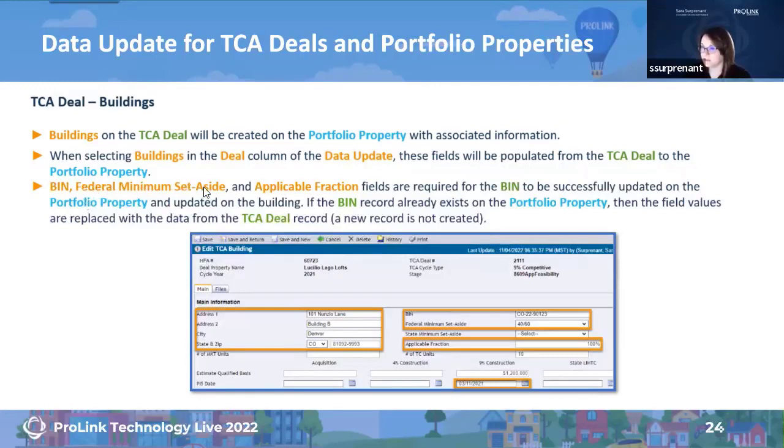The BIN, federal minimum set aside and applicable fraction fields are the ones that are required in order for the BIN to be successfully updated at the property level and then auto-populate that BIN field on the building. If the BIN record already exists, then we will replace those when we do the data update. So there is some coordination needed in order to make sure your ducks are literally all in a row before you do this. Again, it's supposed to make your life easy. So your asset management person, or if they're doing the onboarding and the data update, they don't have to update this information manually on the property. It's just going to be updated with the data update.